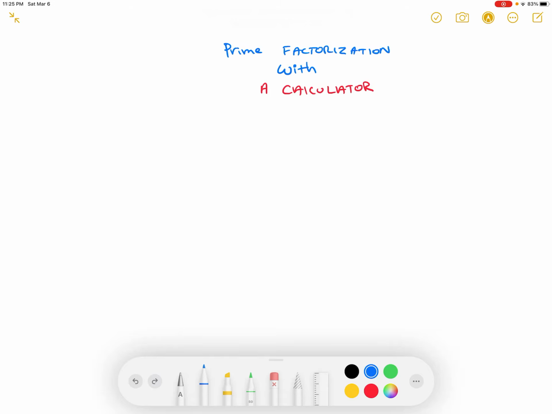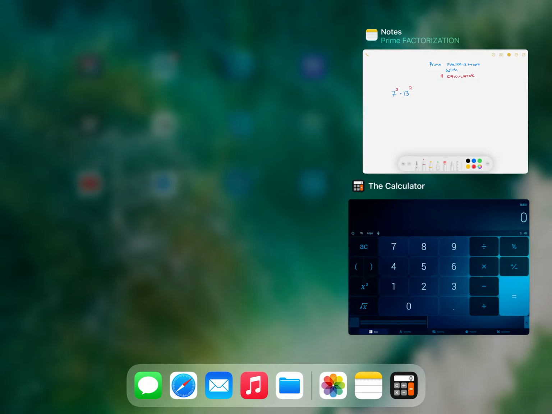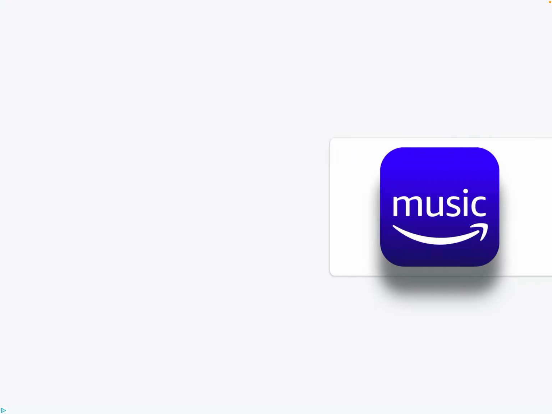We're going to talk about how to use your calculator to find prime factorization. For example, if they gave you 7 to the third power multiplied by 13 to the second power, what is the product? Well, what you would do is you would take your calculator, and I have my calculator right here.